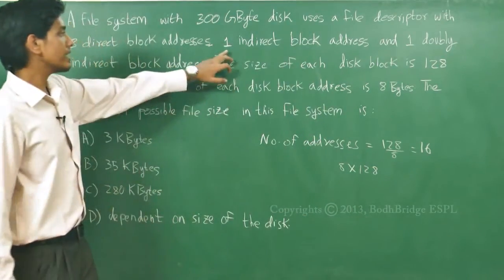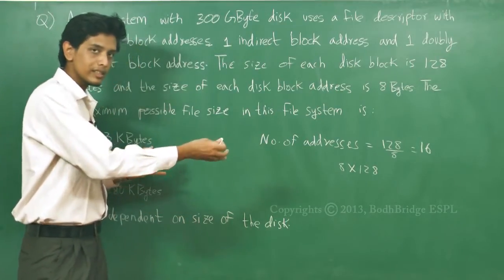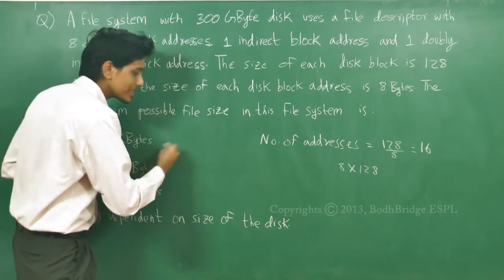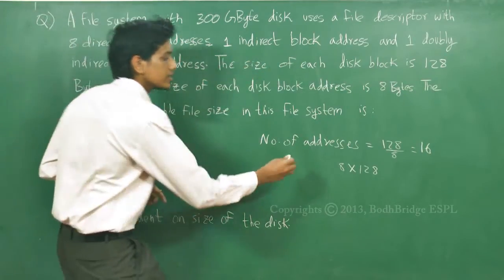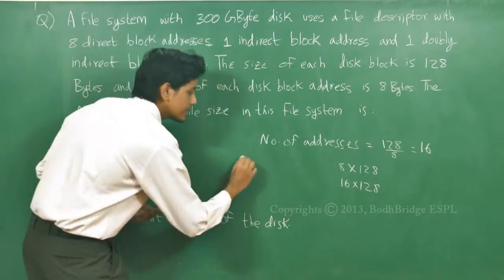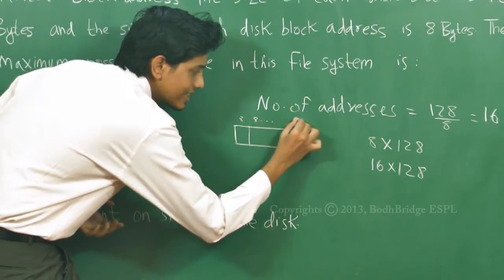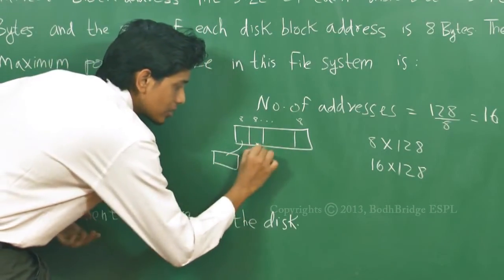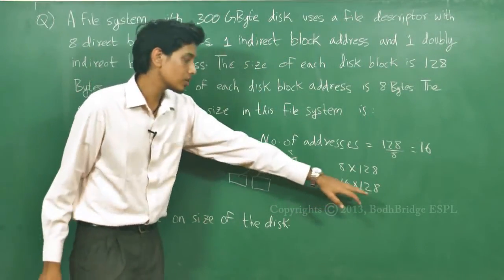Then there is 1 indirect block address. An indirect block address is a block with 16 addresses. Each address points to another block. So with one block you can basically point to 16 other blocks. So the one indirect block address will be 16 into 128, because as I said, one block has 16 different addresses. Each of these can point to one block. So totally 16 blocks. Each block is 128 bytes. So it is 16 into 128.